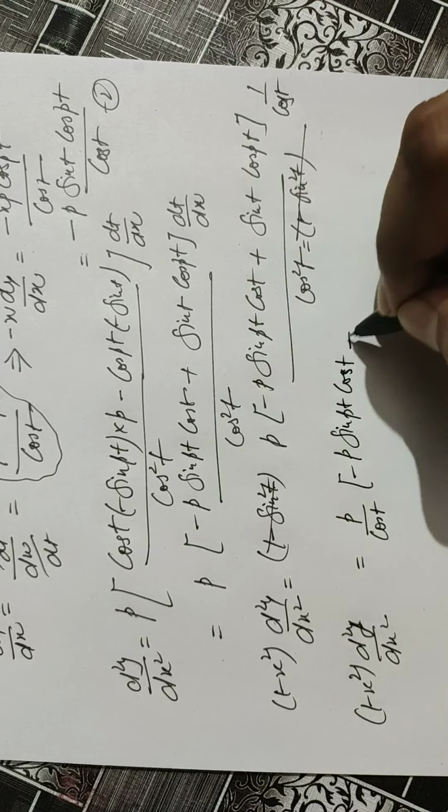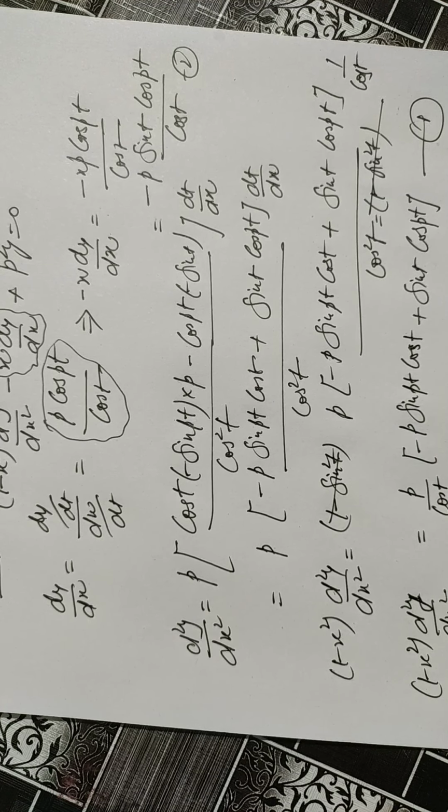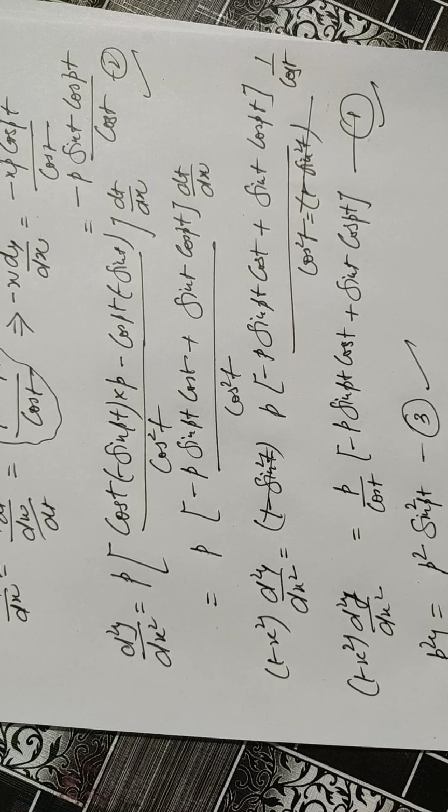Now the third one is also required. The value of y is also given. We require p square y. P square with y. Y means sine pt, square of this. We have made all the terms. Now we have to add all of them, 1, 2 and 3. If we add 1, 2 and 3, we are getting on the left hand side this one. This is the left hand side.